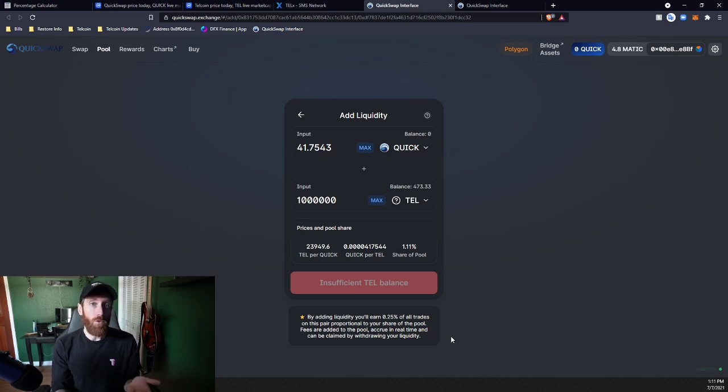Which one do you think you feel more comfortable with? And it's totally understandable if you do not want to provide. I get it. There are risks, there are rewards, but they're out there.